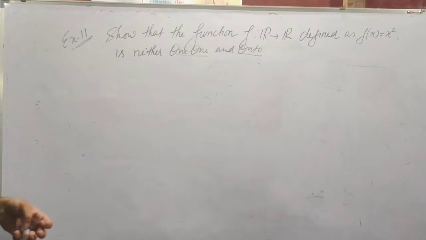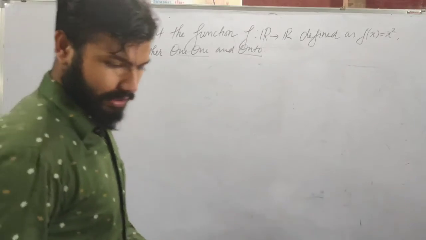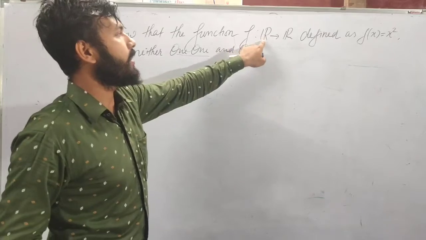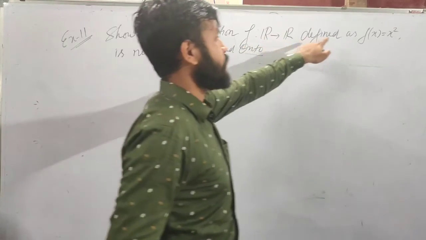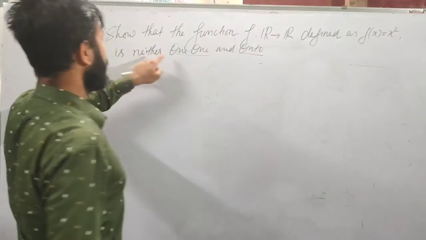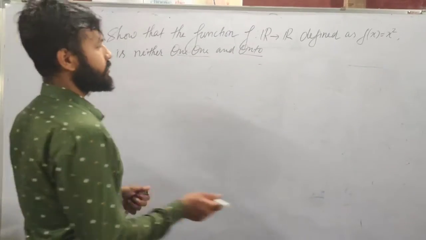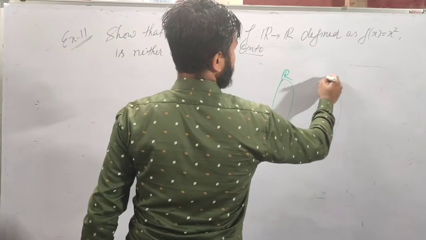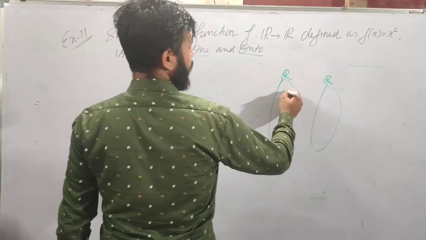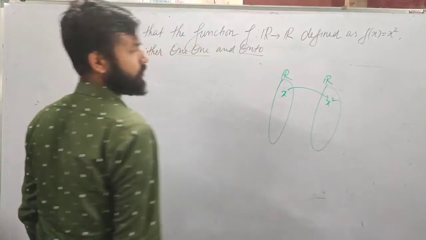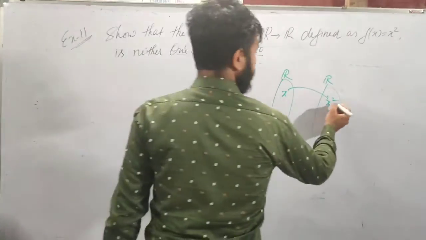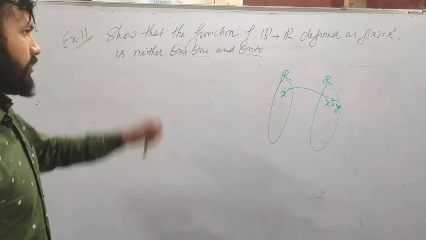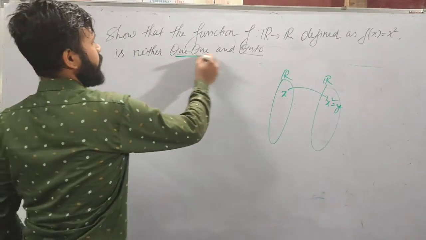So let us proceed to another example, example number 11. Show that the function from real numbers to real numbers defined as f(x) equals x squared is neither one-one nor onto. The function is given from the real numbers to the real numbers, and for every x there is x squared, which is an element in the codomain. You have to prove it is not one-one and also not onto.